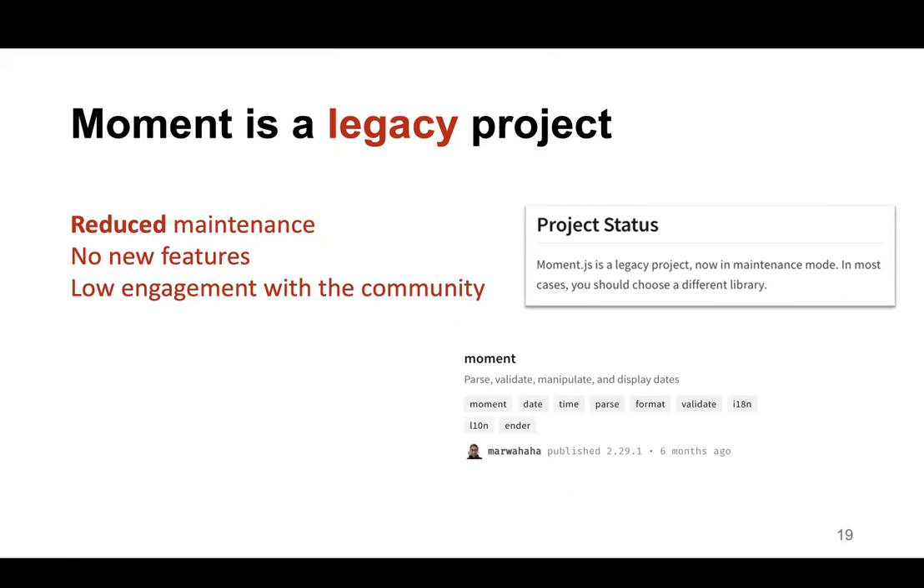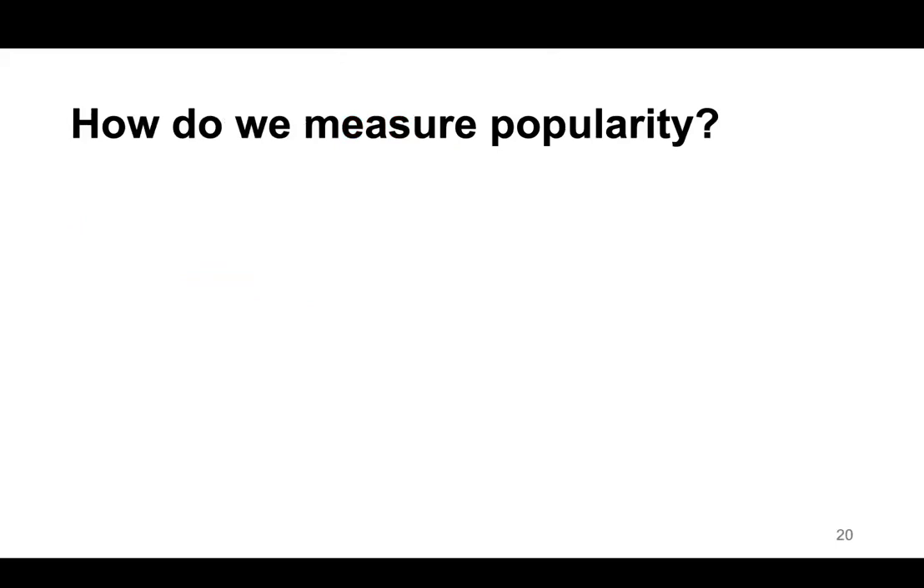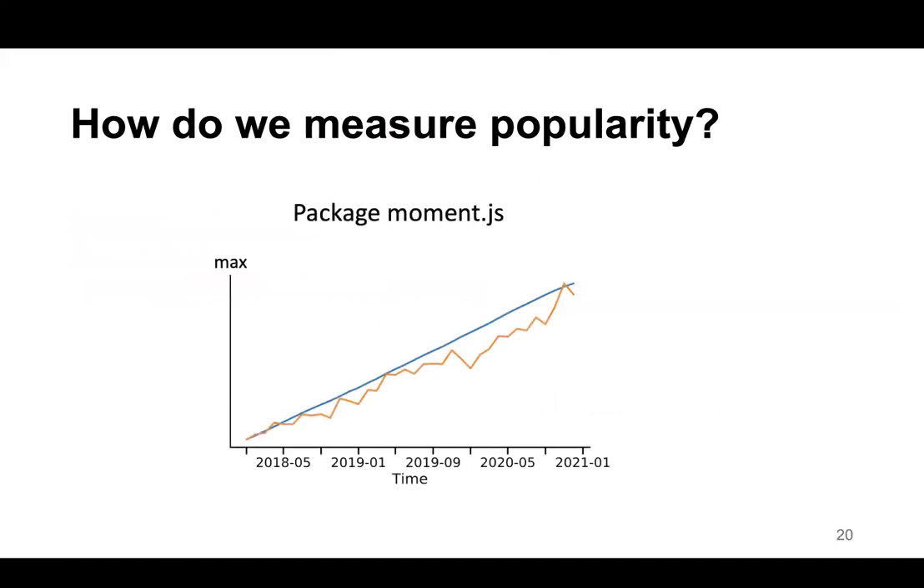You don't want to deploy to the client code that no one else is maintaining. Right? Why is it that the most popular library is a legacy project, and why are people still choosing it? The problem is how we measure popularity.